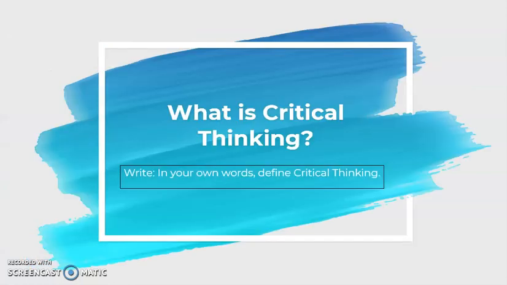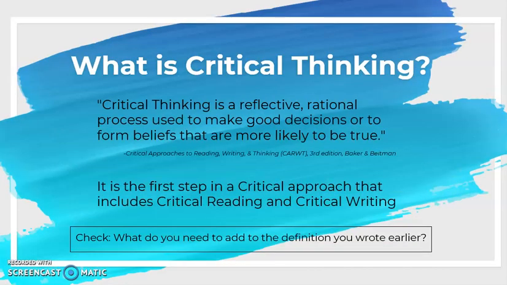The first question that we want to address is, what is critical thinking? The idea of critical thinking is a little bit different from just thinking, because critical thinking is, as your book calls it, a reflective, rational process that is used to make good decisions or to form beliefs that are more likely to be true. Essentially, critical thinking is different from your standard everyday thinking, because it's a process.